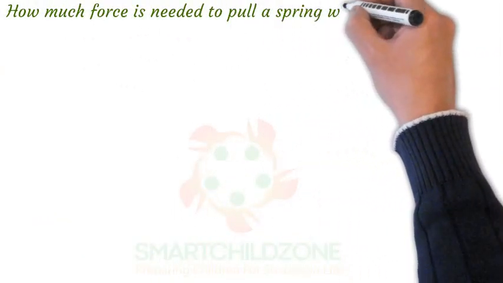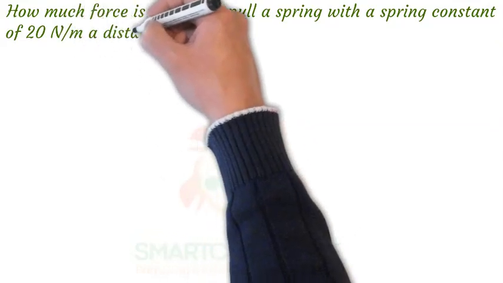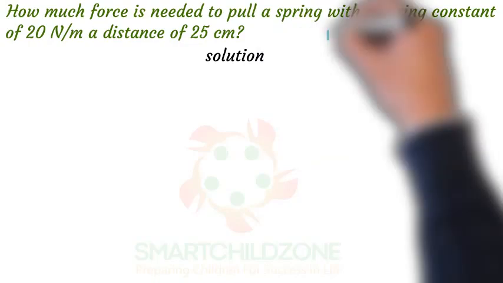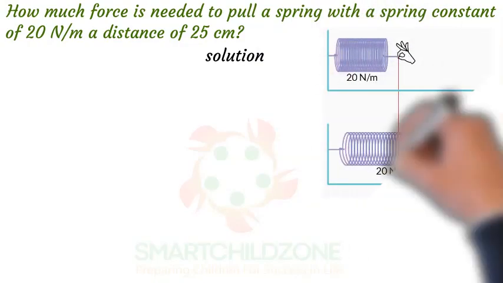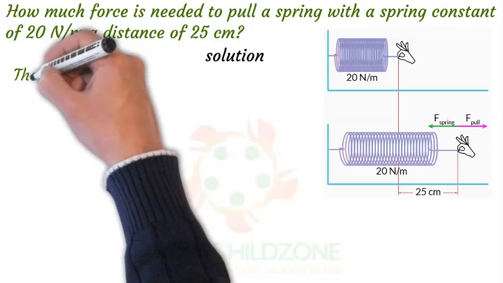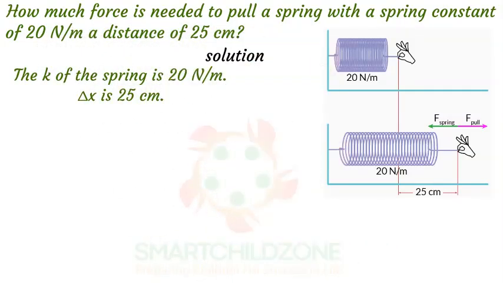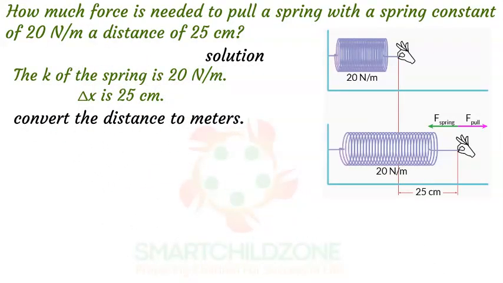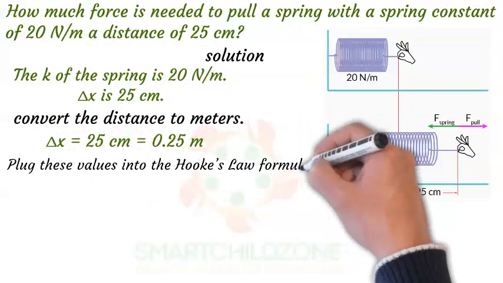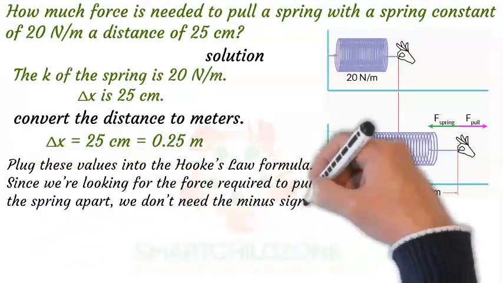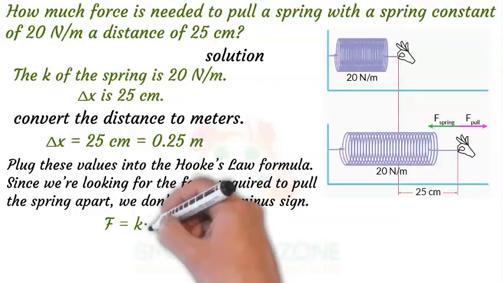How much force is needed to pull a spring with a spring constant of 20 Newton per meter, a distance of 25 centimeters? We need this unit to match the unit in the spring constant. So convert the distance to meters. Plug these values into the Hooke's law formula. Since we're looking for the force required to pull the spring apart, we don't need the minus sign.